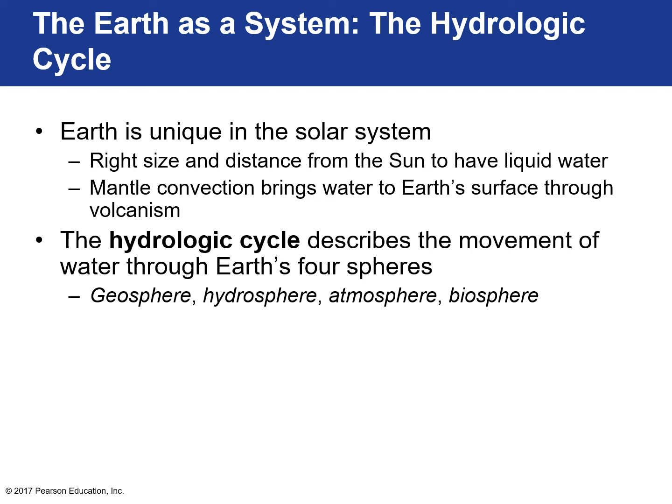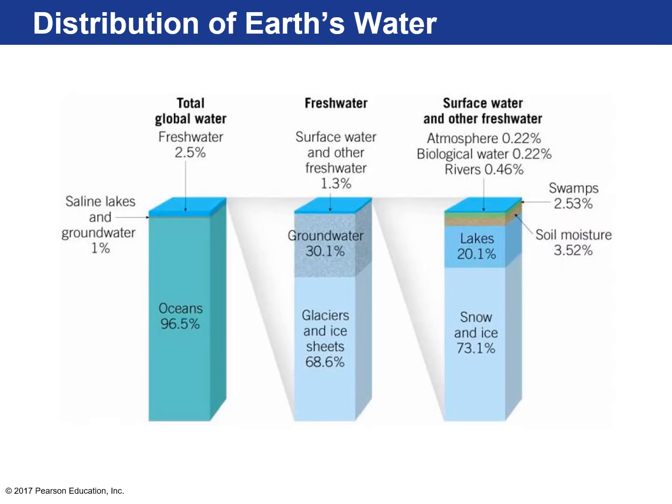Mantle convection, or just circulation, the transfer of heat through the mantle, drives plate tectonics and brings a lot of water to the surface of the Earth through outgassing in volcanoes. That's how a lot of water was delivered to the surface of the Earth. And the hydrological cycle essentially describes how water moves through the four spheres we talked about at the beginning of class: the geosphere, hydrosphere, atmosphere, and biosphere.